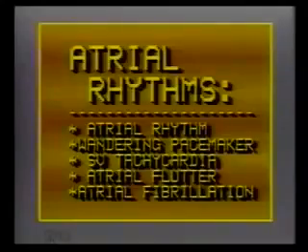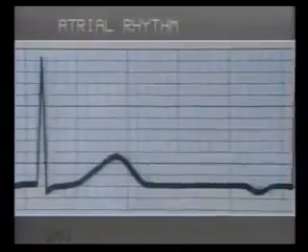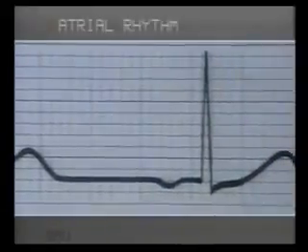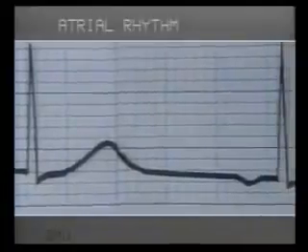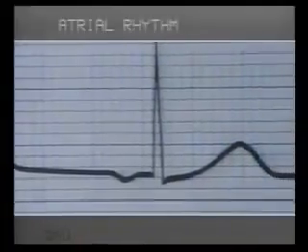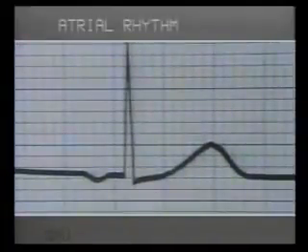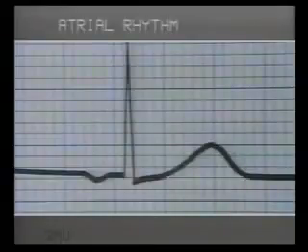Now we shall study atrial rhythms, which includes atrial rhythm, wandering pacemaker, supraventricular tachycardia, atrial flutter, and atrial fibrillation. This ECG shows lead 2 tracing with inverted P waves. That is, the impulse is arising low in the atrium and traveling backwards. This is termed as non-sinus atrial rhythm.